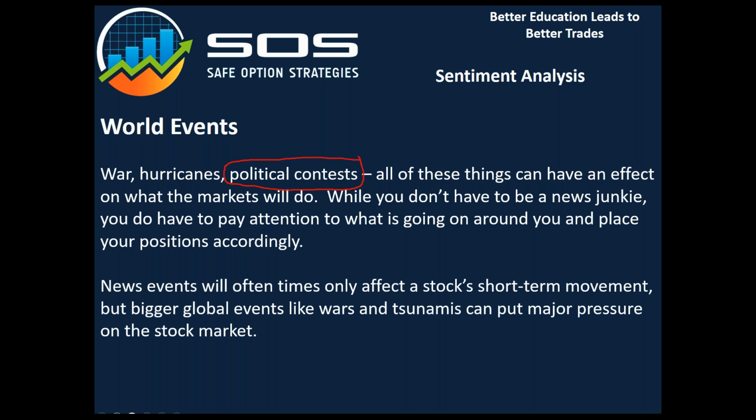News events will oftentimes only affect a stock's short-term movement, but bigger global events can put major pressure on the stock markets. It is possible that we're still going to see what we thought we would see with Donald Trump, and that is, it's still possible that we get a sell-off until his policies actually start to take effect and take hold. It could be that we look back and say, all right, there was that little blip in the week following the election, but we still had a sell-off early after his getting elected, and then longer term have a move up. I don't know. It could be that what we're seeing this past week is the beginning of a longer term bullish move.